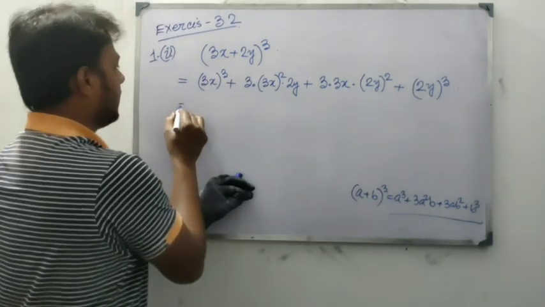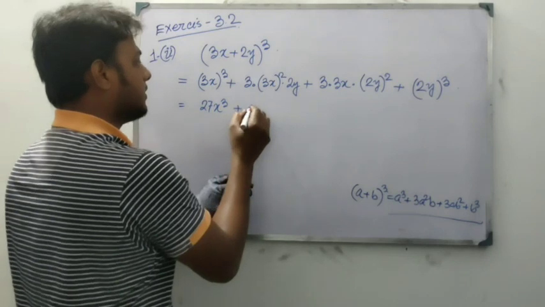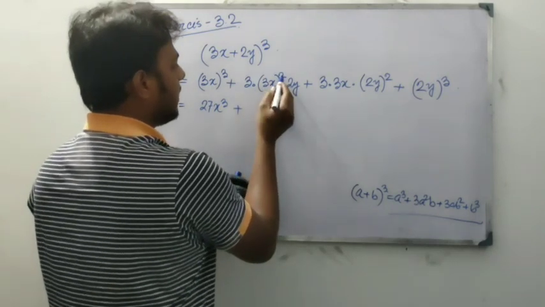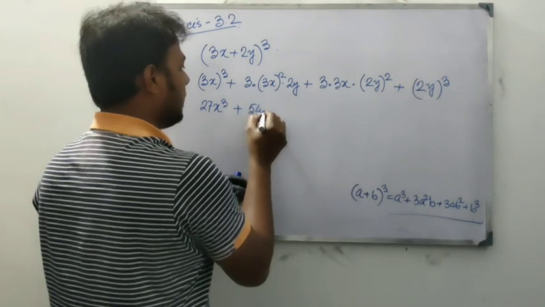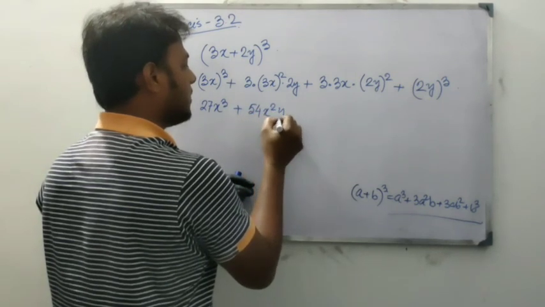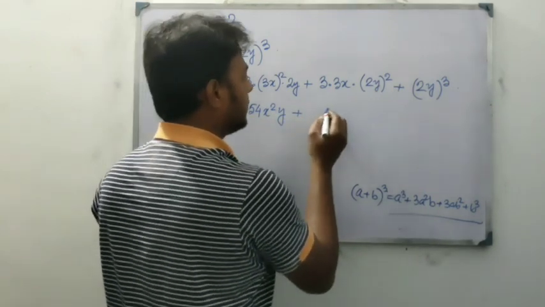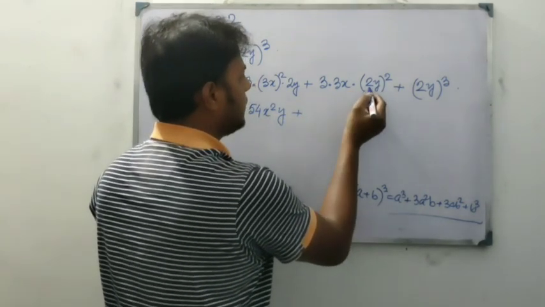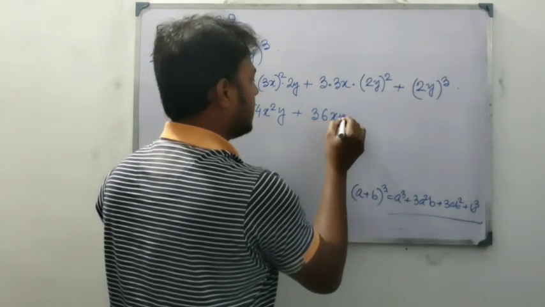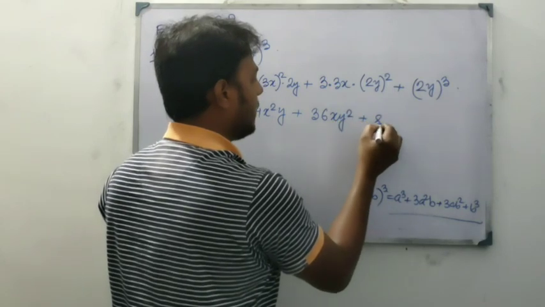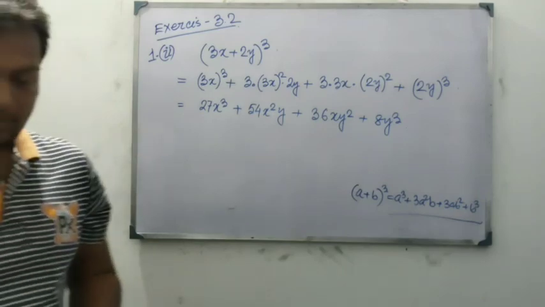Now simplify. 3 cube means 27, so 27x cube, plus 3 square means 9, 9 twos are 18, 18 threes are 54, so 54x square y. You can simplify according to your knowledge. 2 square is 4, 3 fours are 12, 3 twelves are 36, so 36xy square, plus 8y cube. This completes the first solution. Understood? Next.